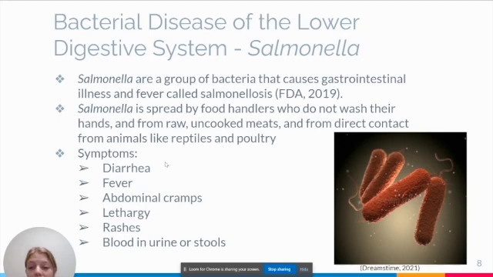Symptoms of salmonella include diarrhea, fever, abdominal cramps, lethargy, rashes, and blood in the urine or stools if it's bad. This picture to the right here is just a picture of the salmonella bacteria in a microscopic form.